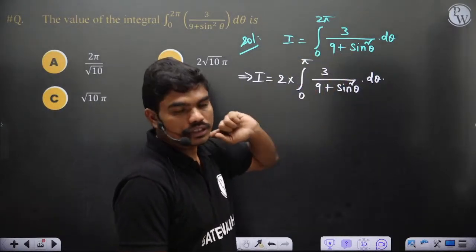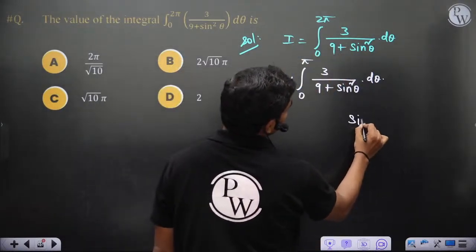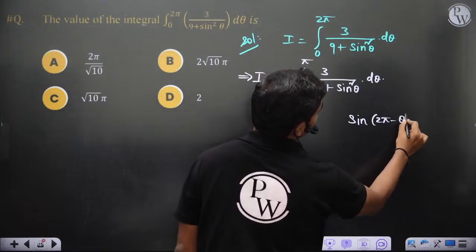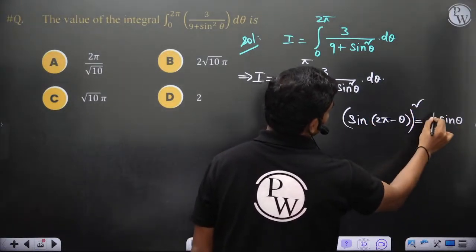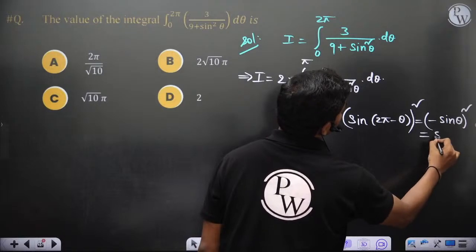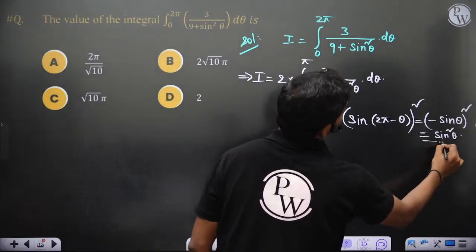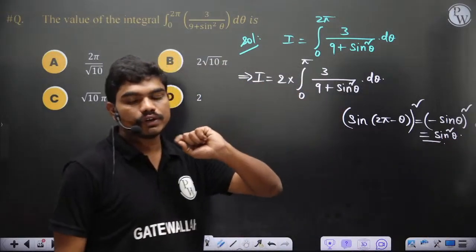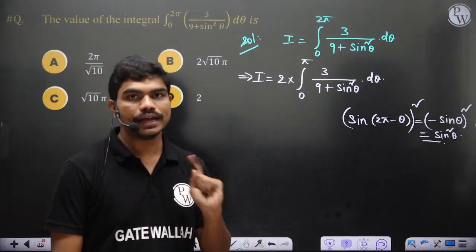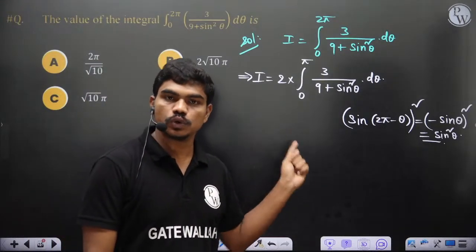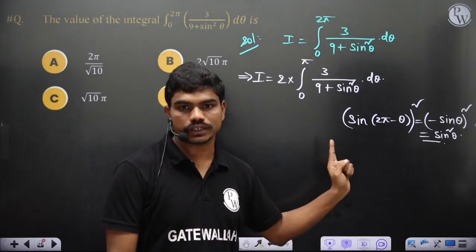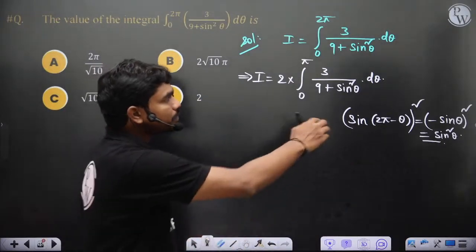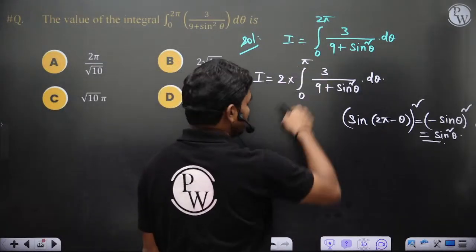Because practically this sine 2 pi minus theta is minus sine theta, of course. But when you put a square on the top, ultimately this again becomes sine square theta. So if you remember, I have given you one property, integral 0 to 2a f of x dx is same as 2 times integral 0 to a f of x dx if f of 2a minus x is equal to f of x, right? I have given you one property. So as per that, I can write this 2 here and you can multiply it here.